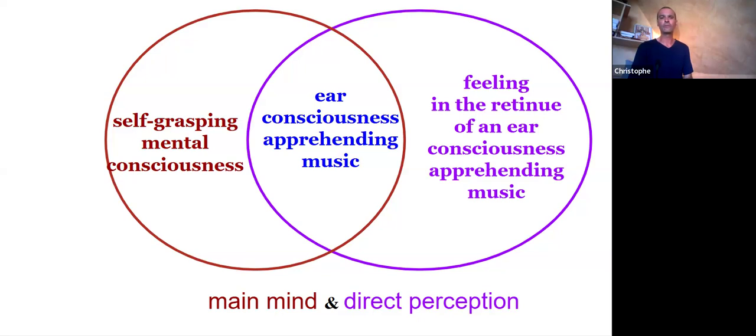We could say in one sense you have a government with 5 ministers, and if one minister doesn't work, then the government shuts down. So the mental factor feeling is omnipresent. It is here in any main mind. So that feeling is a cognition because it's clear and knowing, and it is in the retinue of a near consciousness apprehending music. So it is a direct perception, but it is not a main mind.